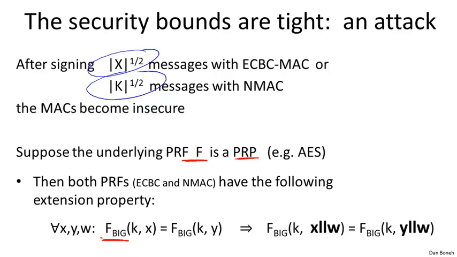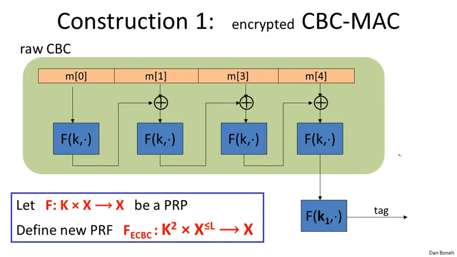Now, it turns out both constructions have the following extension property. Namely, if you give me a collision on messages X and Y, then that also implies a collision on an extension of X and Y. In other words, if I append W to both X and Y, I'll also get a collision on the resulting words. It's fairly easy to convince yourself that this extension property holds, just by staring at the diagram for a second. Imagine I give you two messages that happen to collide at this point. Now remember, I assumed that F is a PRP, so once you fix K1, it's a one-to-one function. So if the two messages happen to map to the same value at the output, this means they also happen to map to the same value at the output of the raw CBC function.